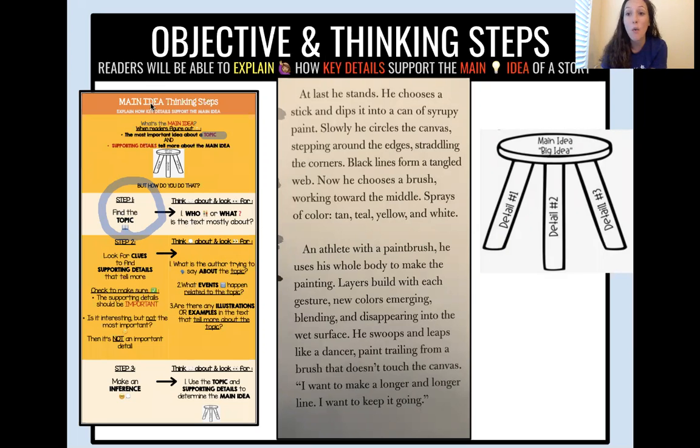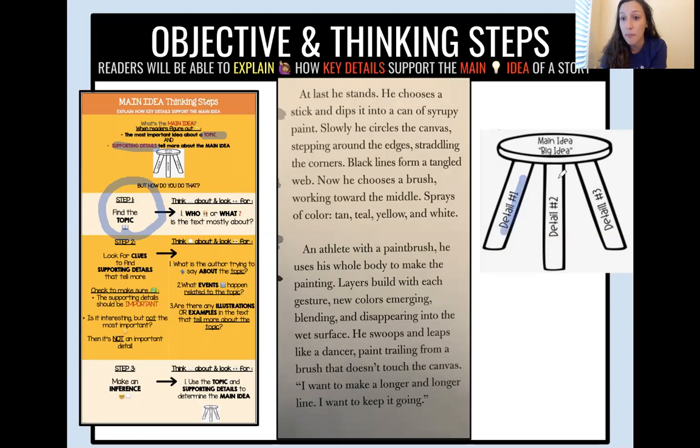So once we figure out what the topic is, who or what the page is mostly about, the main idea is going to be the big idea about that topic. And we're going to find supporting details that tell us more about that main idea. We're going to first find the topic. We're going to read and think about who or what is this page mostly about. Then we're going to look for clues that are going to help us find those supporting details.